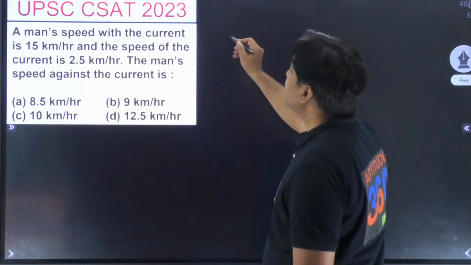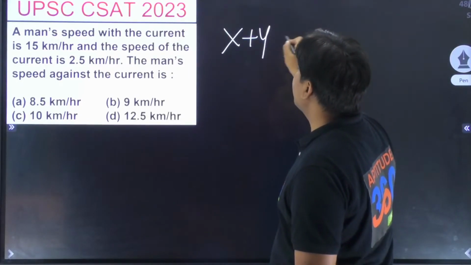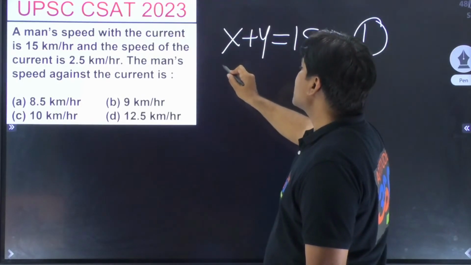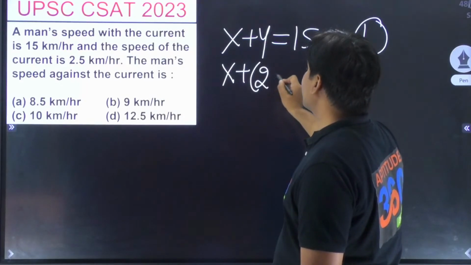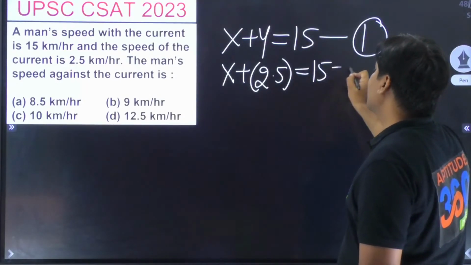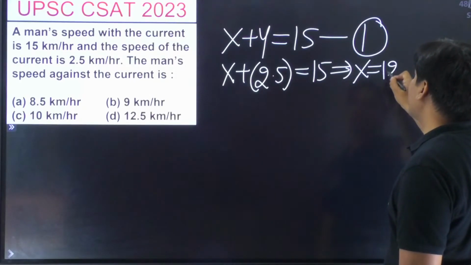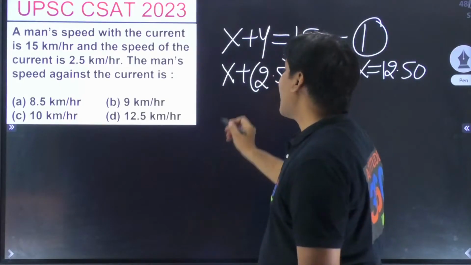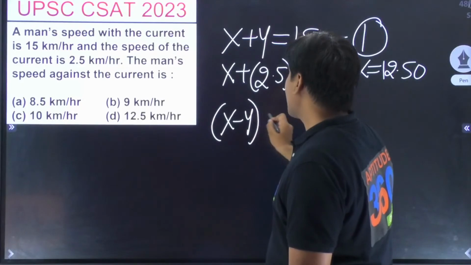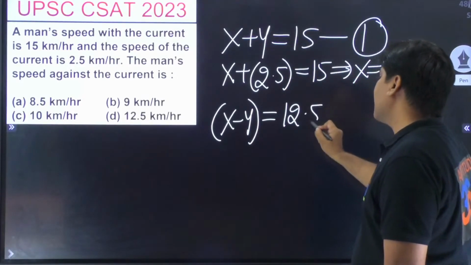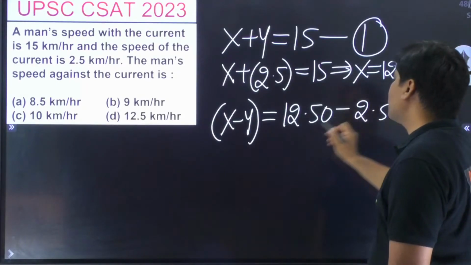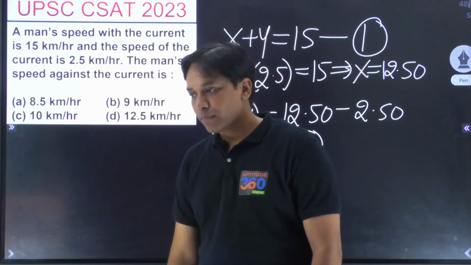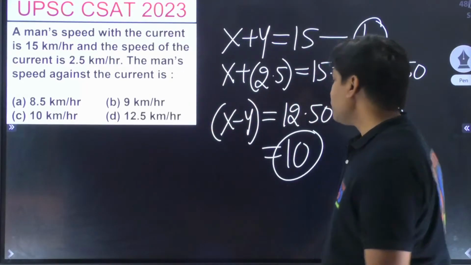My speed with the current is 15. So x plus y is given to you as 15. यही है ना भाई? And speed of the current, which is y, this value is 2.5, so x plus 2.5 is 15. So what is the value of x out here? x is equal to 12.5. And they are asking you the man's speed against the current. Against the current is x minus y. So if x is 12.5 and y is 2.5, the value that we are seeking is coming out as 10. Are we clear with this? So this answer is 10.